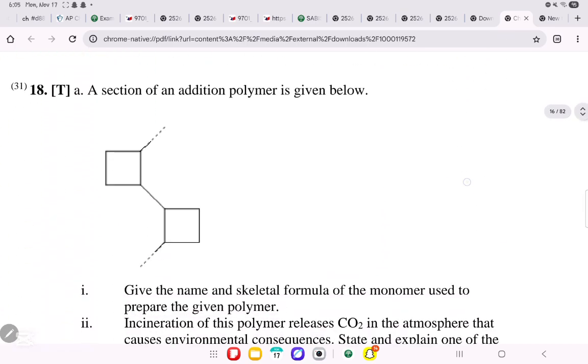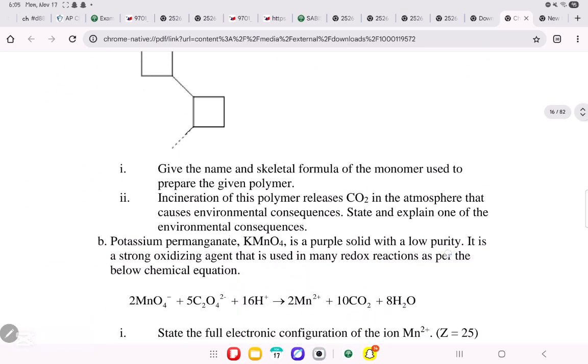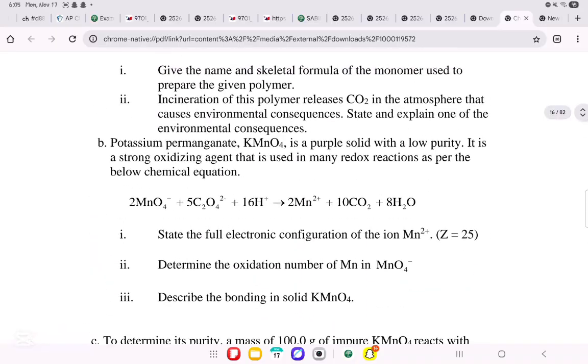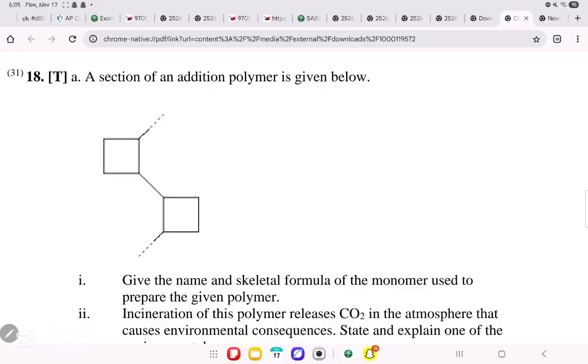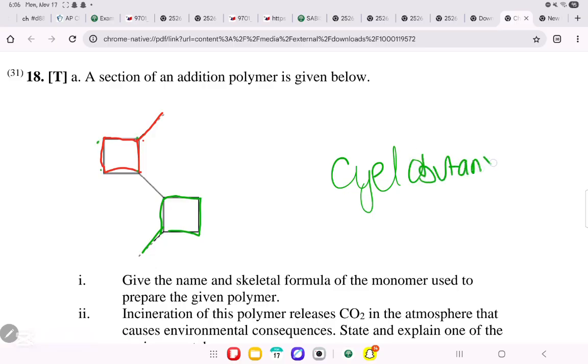What does it say? A section of an addition polymer is given below. Give the name and skeletal formula of the monomer used to prepare the given polymer. Okay, so I need to check my repeating unit. I have 1, 2, 3, 4, and 5. And then from here I have also 1, 2, 3, 4, and 5. So what can I say from this? I can say that it's gonna be cyclo, because first of all it's cyclic, right? So cyclo, and then how many carbons do we have? 1, 2, 3, 4. So cyclobutane. This is the monomer used to give the polymer.